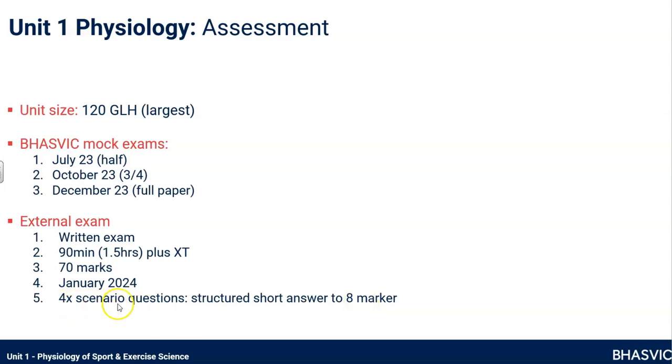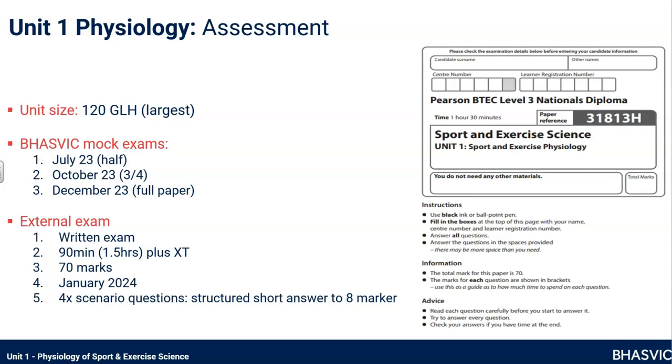So each of those 4 scenario questions, they'll give you a person, an athlete, and a context for those questions. And all of the little questions in that large question will be about that person. And always the last part of those questions will be 8 markers.